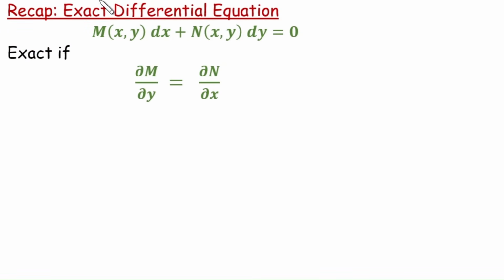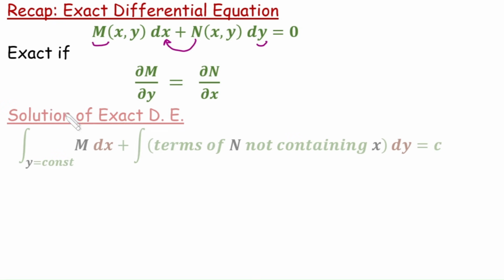We know that a differential equation of this form is called exact if the partial derivative of M with respect to y and the partial derivative of N with respect to x are equal. If the equation is exact, we can directly write the solution by using this form. Here we have taken the integration of M keeping y as a constant. Then we can take the integration of N, provided we will not take any term that contains x. Basically we need to take the terms that contain y only. On the right hand side, if you take the integration, that is equal to c.